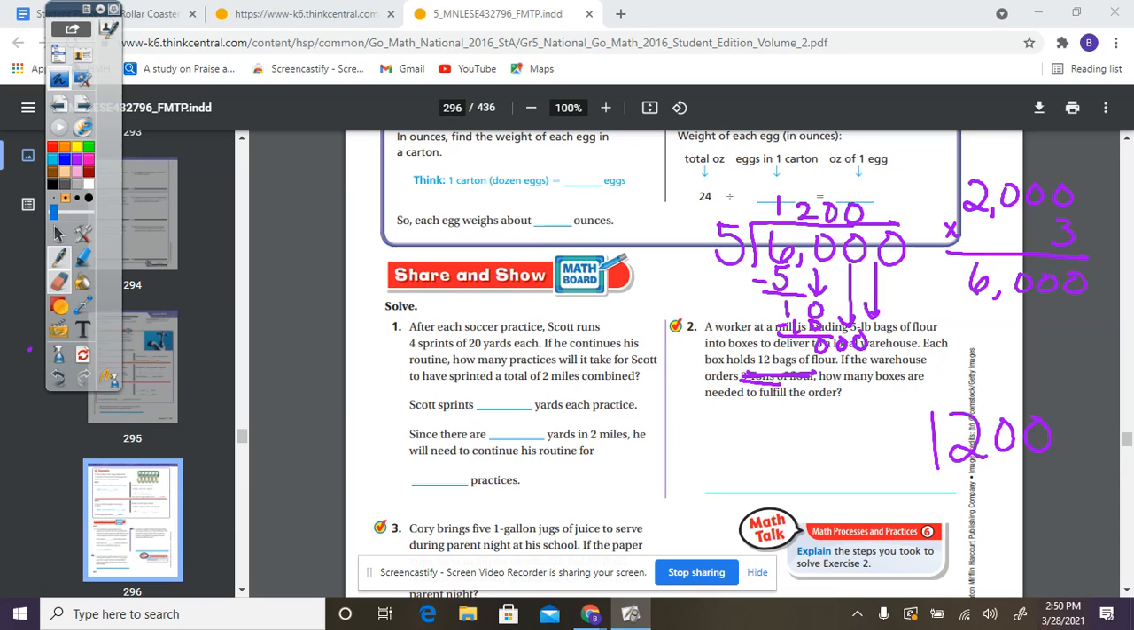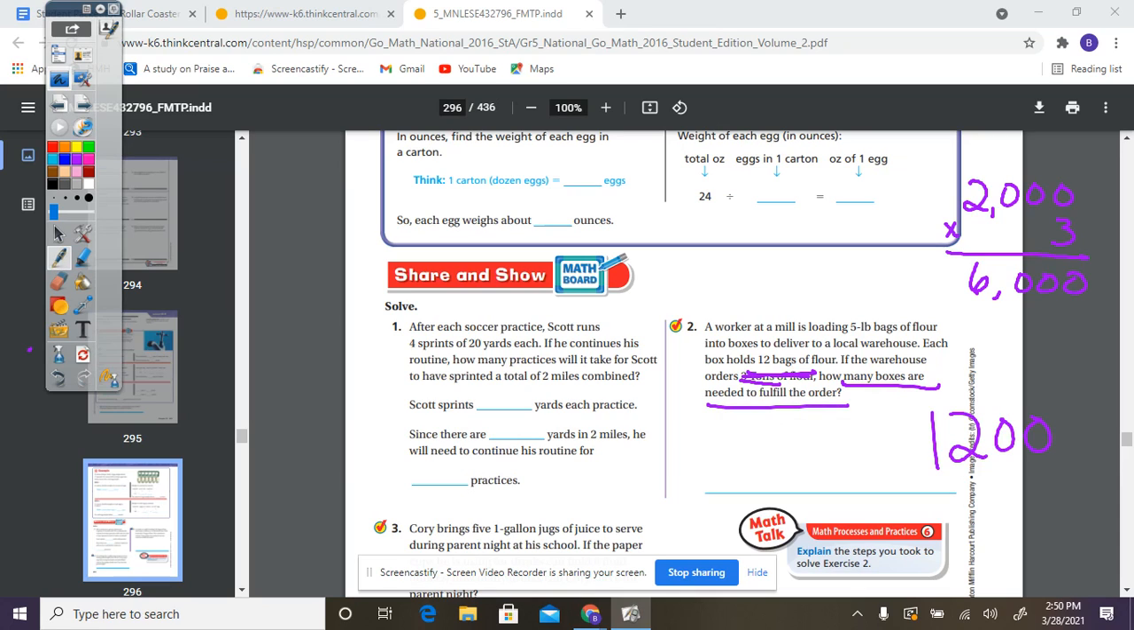I need to erase this off the top of my problem. So I have 1,200 bags of flour that I need to fit into boxes. Because I need to know in the end how many boxes. That's what I'm looking for, is how many boxes. So there's going to be 1,200 bags. Well, how many times does 12 go into 1,200 is what we need to solve. How can I pack these 1,200 bags into how many boxes?